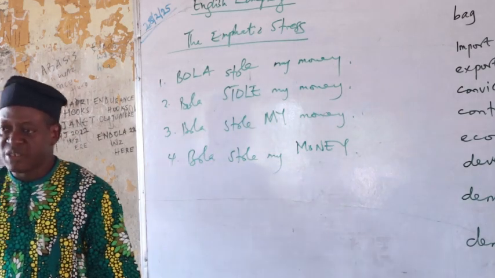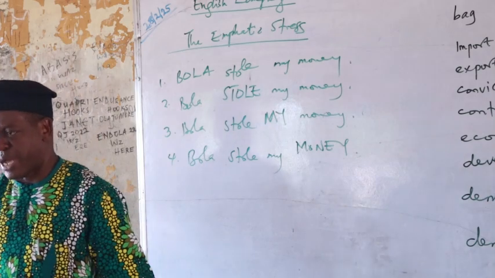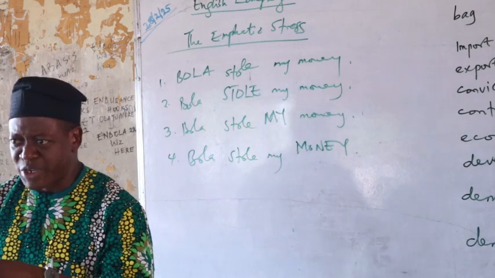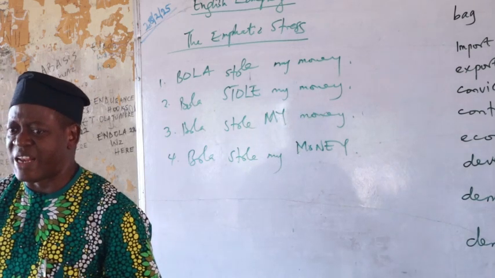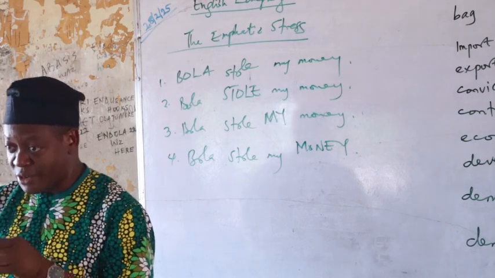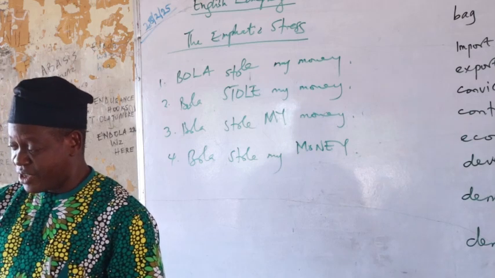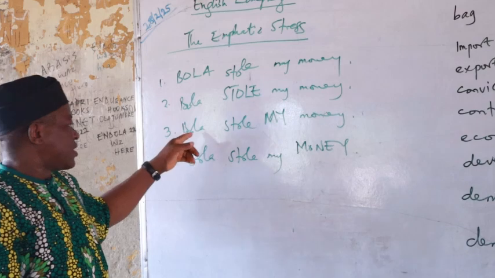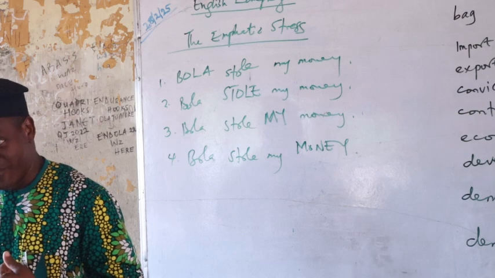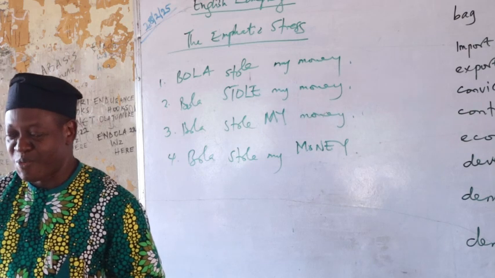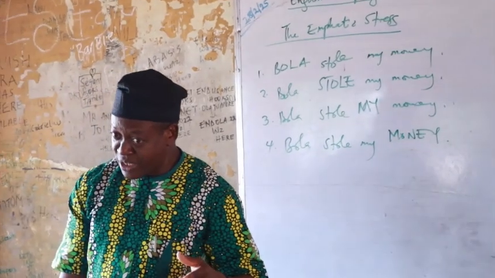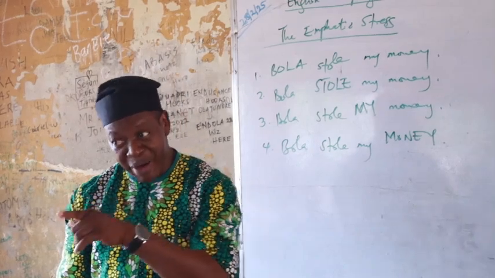The second person says, Bola STOLE my money. I'm not saying Bola found the money on the floor. I'm not saying I lent the money to Bola. Bola stole the money. So emphasis on what? Stole. That's what we call emphatic stress. The third person says, Bola stole MY money. Not daddy's money, not mommy's money, not our sister's money. My money.